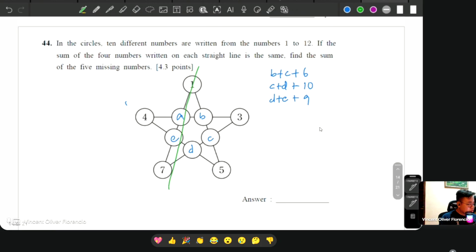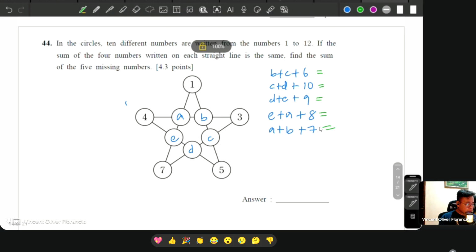okay, this one also, E and A. So we have E plus A plus 8. And then lastly, we have this one. We have there A plus B plus 7, right? This is 7. Again, all of this here, they are all equal. They all have the same value.